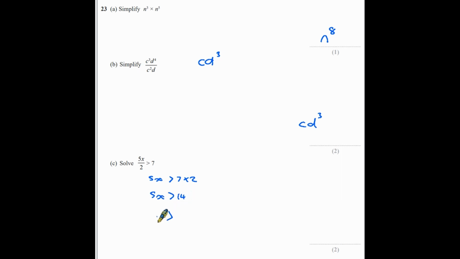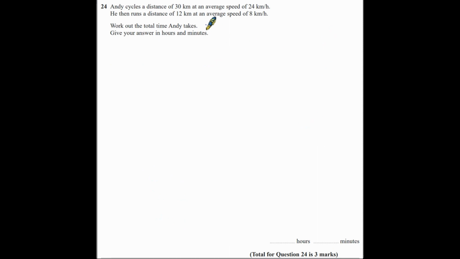I'm then going to move the 5 to the other side. At the moment it's multiplying. When it gets to the other side, it's going to be dividing. x is greater than 14 over 5. Question 24. Andy cycles a distance of 30 kilometres at an average speed of 24 kilometres per hour. He then runs a distance of 12 kilometres at an average speed of 8 kilometres per hour, and we have to work out the total time and give our answer in hours and minutes.